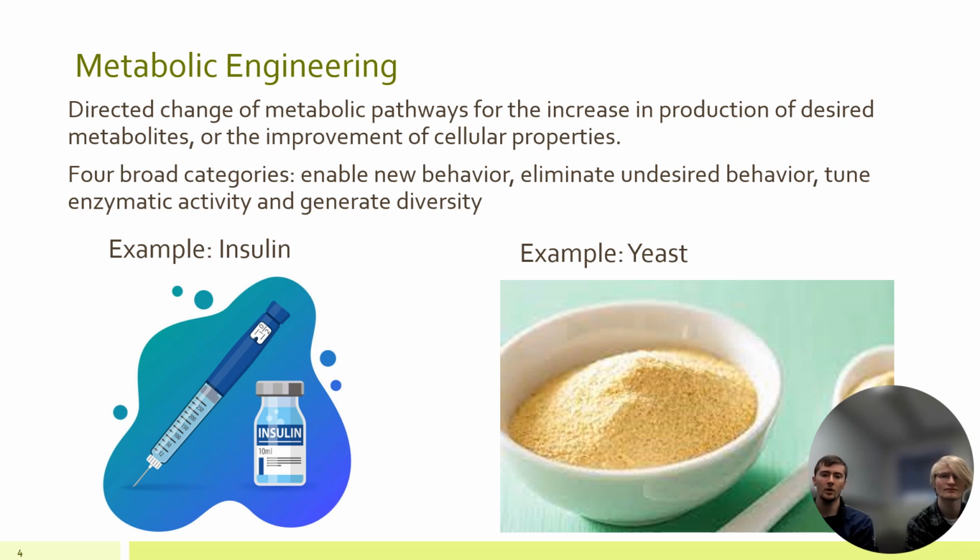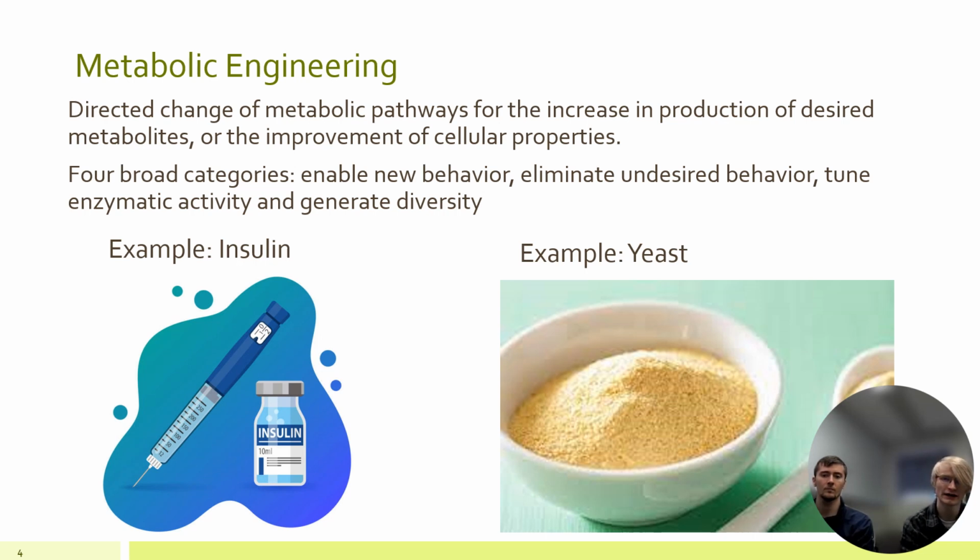There are four broad categories of metabolic engineering: to enable new behavior, eliminate undesired behaviors, tune enzymatic activity, and lastly, to generate diversity that may produce desirable properties. This last category of metabolic engineering acts as a shotgun approach to altering an organism. It allows many different versions of that organism to be sifted through in order to find useful variants.